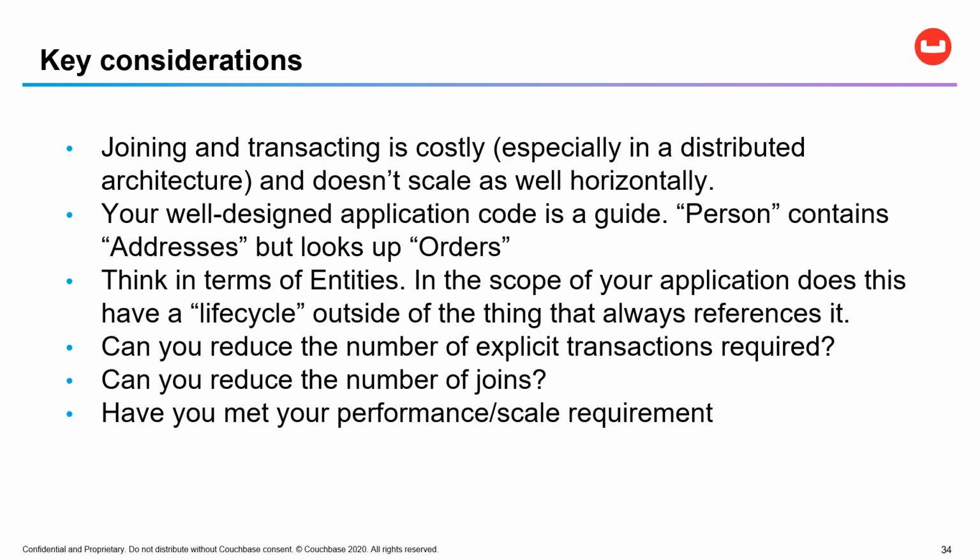When planning a relational schema, we think in terms of flattening the data and reducing redundancy. But instead, think of the schema in terms of entities. In the scope of your application, does this entity have a life cycle outside of the thing that always references it? Because that can help inform how you optimize. Also, can you reduce the number of explicit transactions and joins required? When trying to optimize, we should always strive to reduce joins in most cases, where it makes sense and where it will have definite impact on performance.